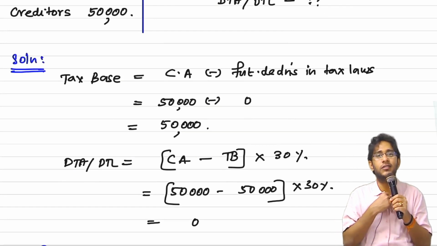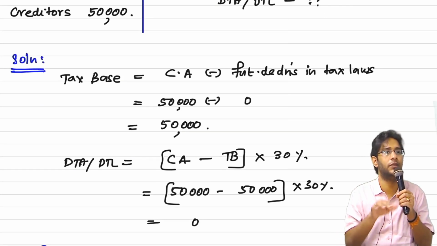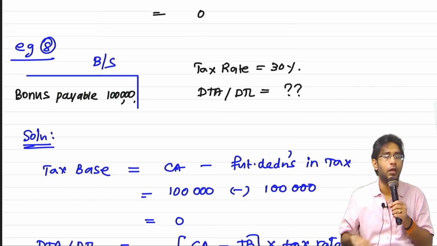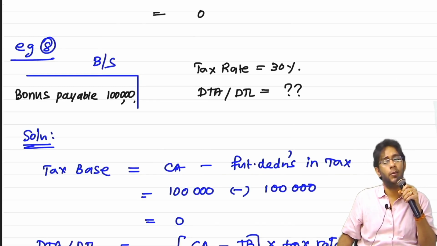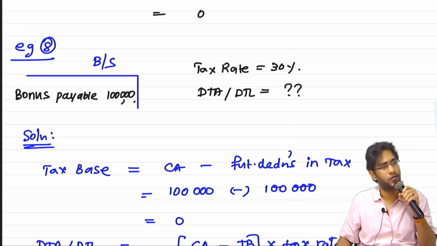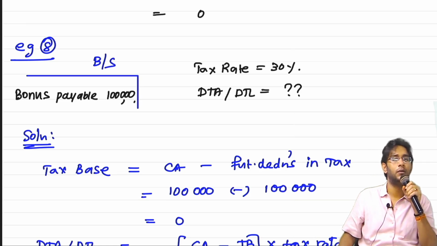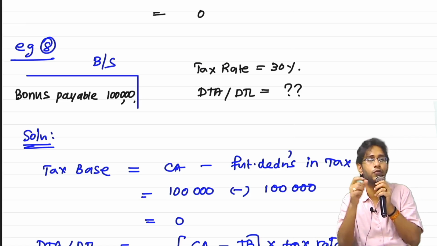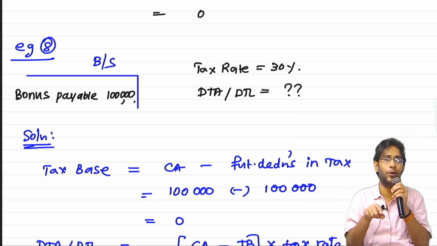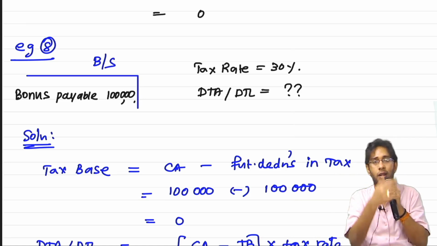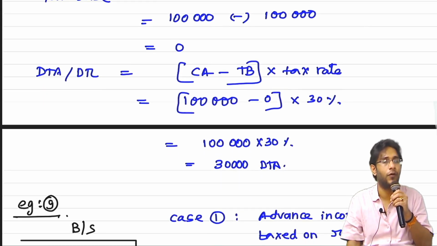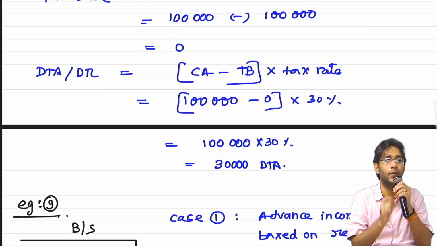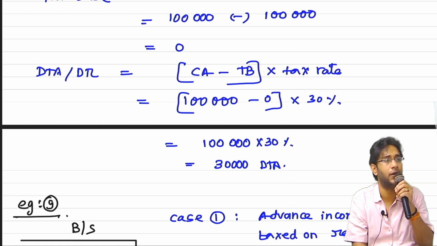Sir, if future deduction is there, you will write. If future deduction is not there, why will you write anything? It will be 0. Look at this case, you will better understand. You have bonus payable, outstanding bonus payment of 1 lakh rupees. Tell me, sir, when you actually pay the bonus, will you get any deduction under the Income Tax Act? Yes. So now apply the tax base formula. Carrying amount minus future deductions. Carrying amount is 1 lakh. If I pay that 1 lakh, I will also get a deduction of 1 lakh. 1 lakh minus 1 lakh, 0. So tax base is 0. So when you substitute in the DTA or DTL formula, the bracket is becoming positive.